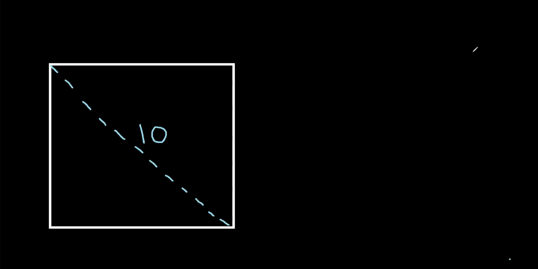In this video, we will talk about how to find the side length of a square given the diagonal. So I have two examples for us to work through here. Let's check out the first one. Let's say we have this square and we're told the diagonal length is 10. How can we figure out the side length?